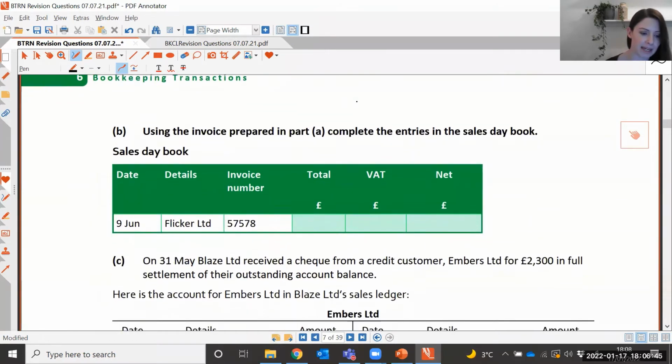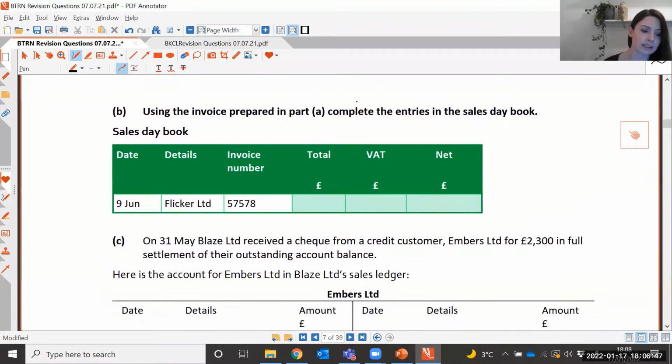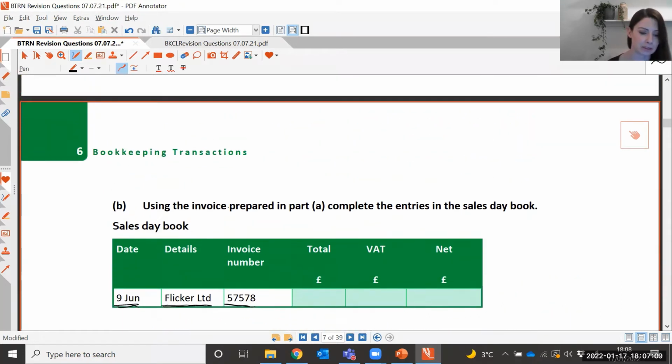Okay, so part B. Using the invoice prepared in part A, complete the entries in the sales day book. So here you can see we've got an entry for the sales day book. We've got the date, the 9th of June. We've got the details is Flickr Limited, and then we've got the invoice number. And we need to enter the total amount, and the gross amount, the VAT amount, and the net amount.